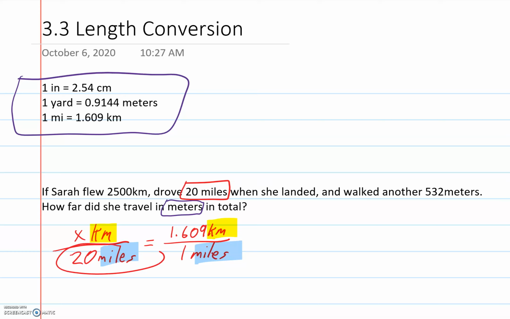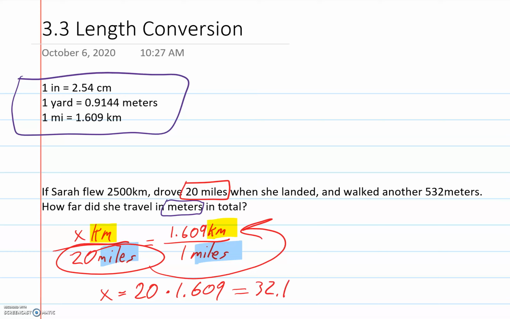Then we can take miles and do the opposite operation, which right now we're dividing, so we're going to multiply, so we end up putting it on top. So we have x equals 20 times 1.609, which equals, let's just type that in, 32.18 kilometers. Wonderful.